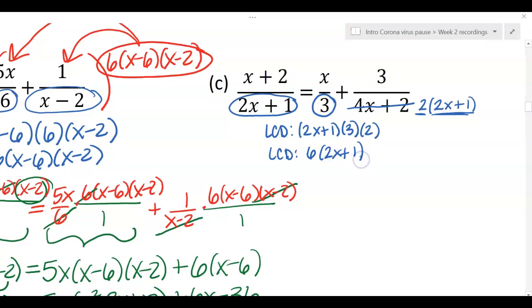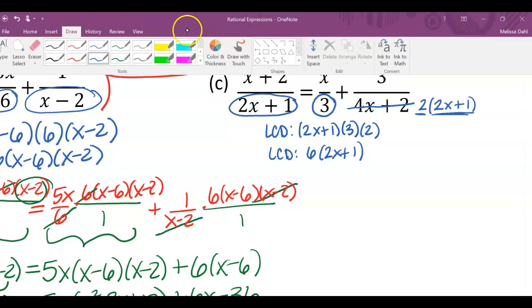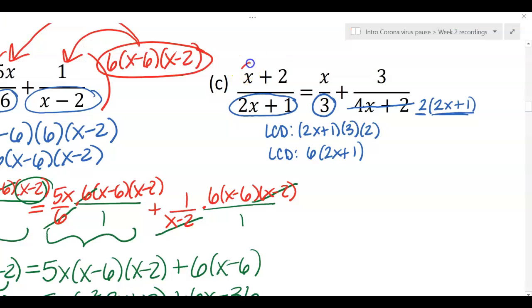Okay, so my LCD is 6 from the 3 times 2, and then also a factor of 2x plus 1. So I'm going to choose to multiply both sides of this equation, so the left side and also the right side, by 6 as well as 2x plus 1.